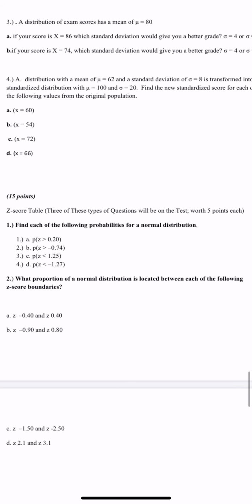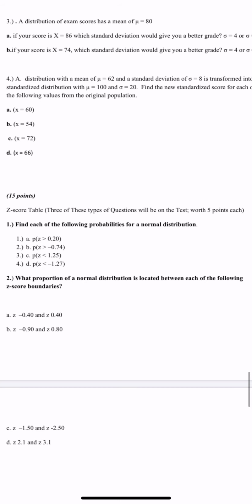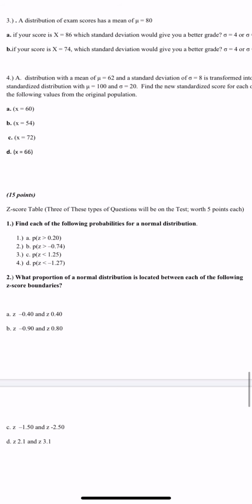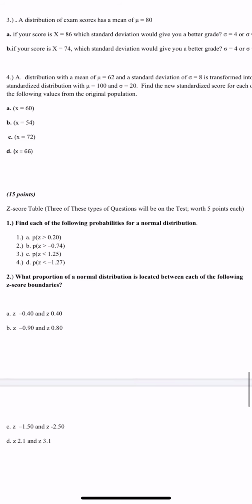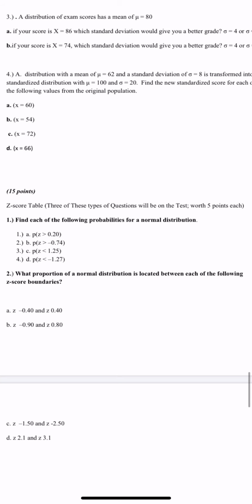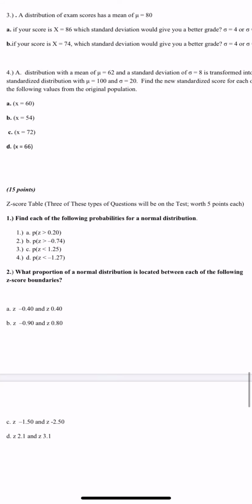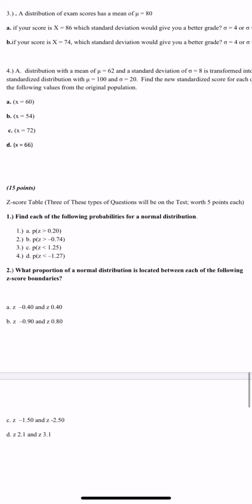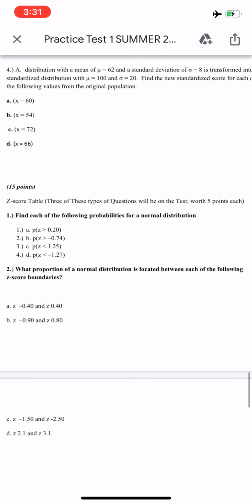Greater than negative 0.74. If it's greater than a negative z-score, you always look in the body, and that comes out to 0.7704. Less than positive 1.25. So if it's less than a positive z-score, you always look in the body, and that will give you 0.8944. And if it's less than negative 1.27, if it's less than a negative, you're always going to look in the tail, and that is 0.1020.